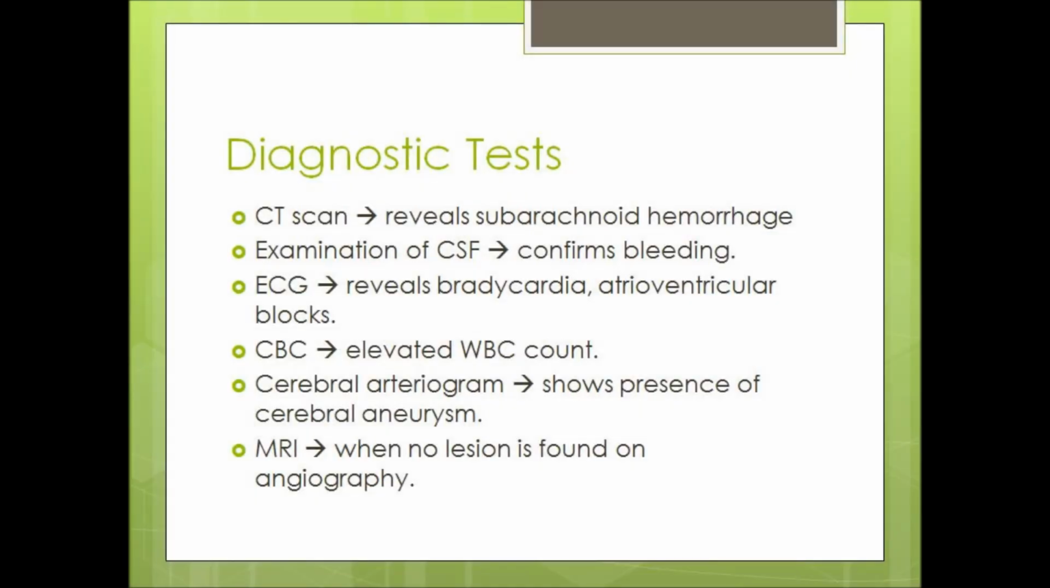Diagnostic tests include CT scan, which reveals subarachnoid hemorrhage, examination of cerebral spinal fluid, which confirms bleeding, ECG, which reveals bradycardia, atrioventricular blocks, CBC, which will show an elevated white blood cell count, cerebral arteriogram, which will show the presence of cerebral aneurysm, and MRI, that is performed when no lesion is found on an angiography.